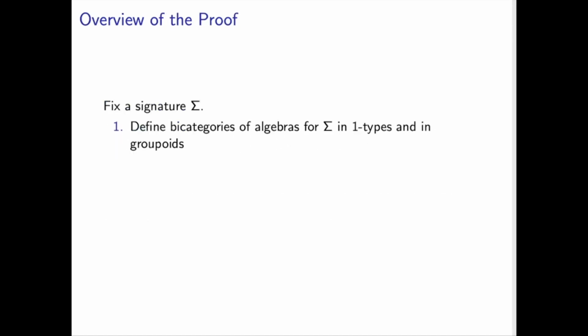So now let us look at how this theorem is proven, and for that we'll take several steps. First, we define the bicategory of algebras in one types and in groupoids. So an algebra for the signature consists of an interpretation of the point constructor, the path constructor, and the homotopy constructor. So for one types, the point constructor is interpreted as a function from P X to X. The path constructor and the homotopy constructor are interpreted as a path and a path between paths respectively.